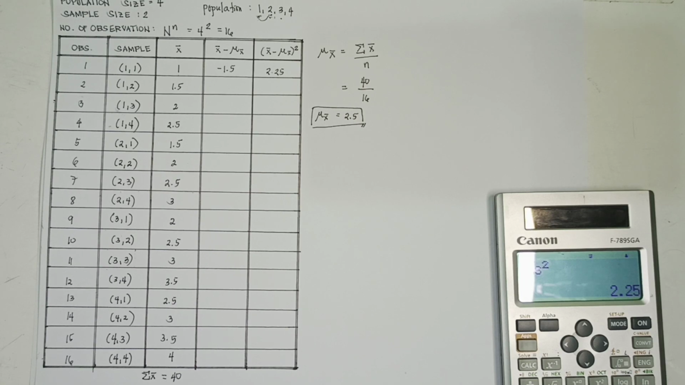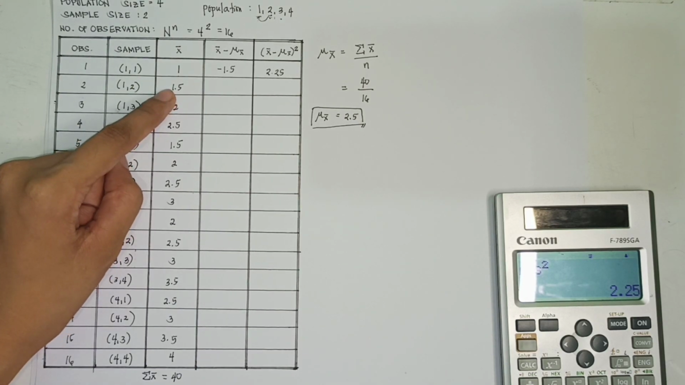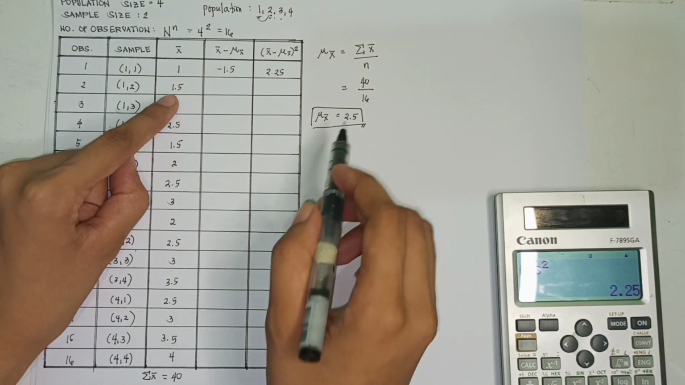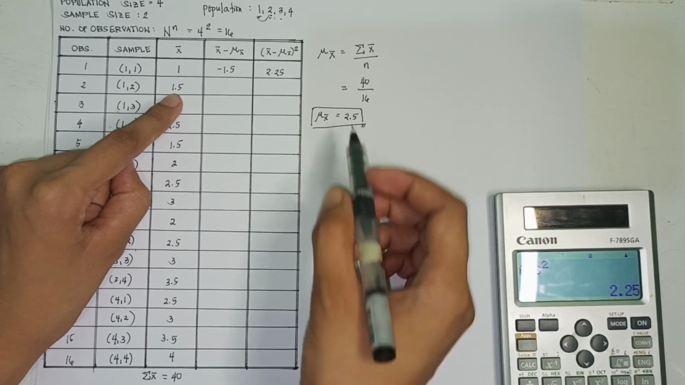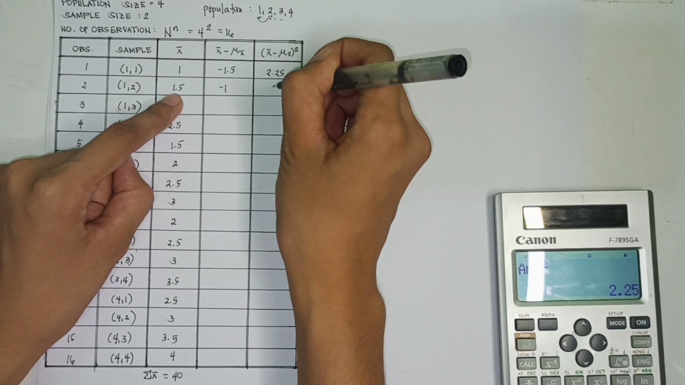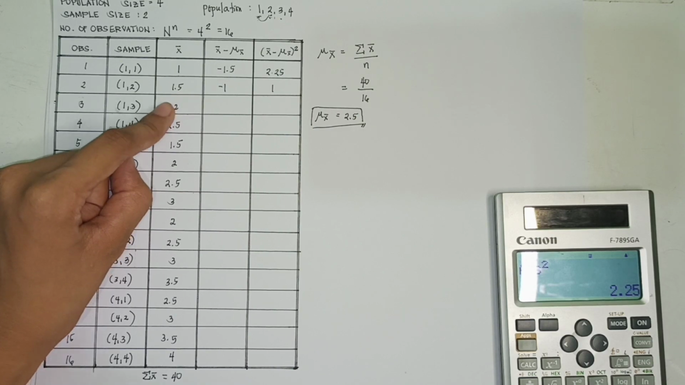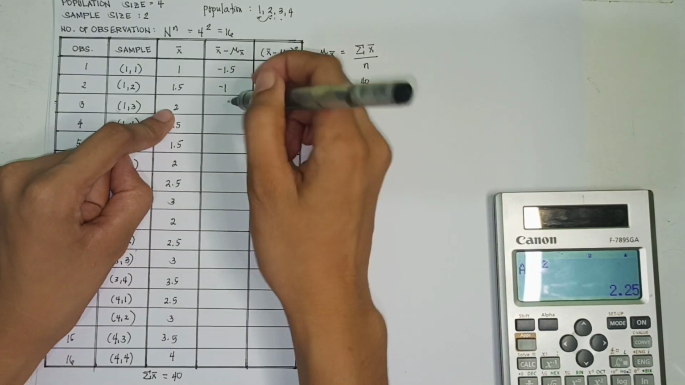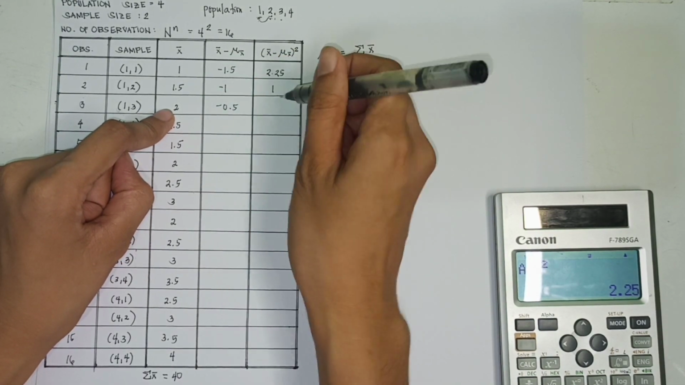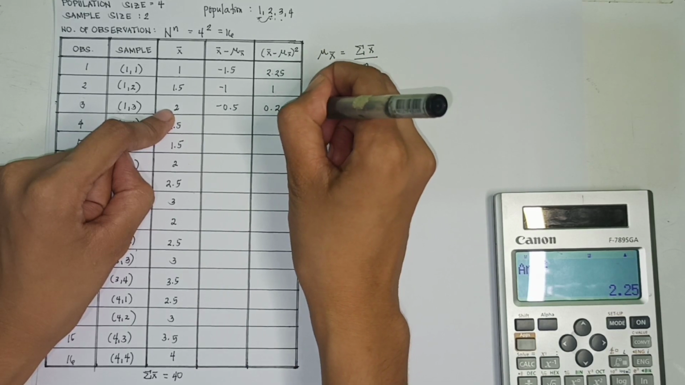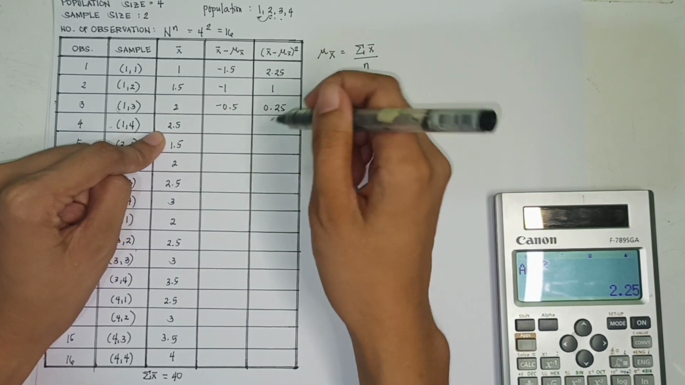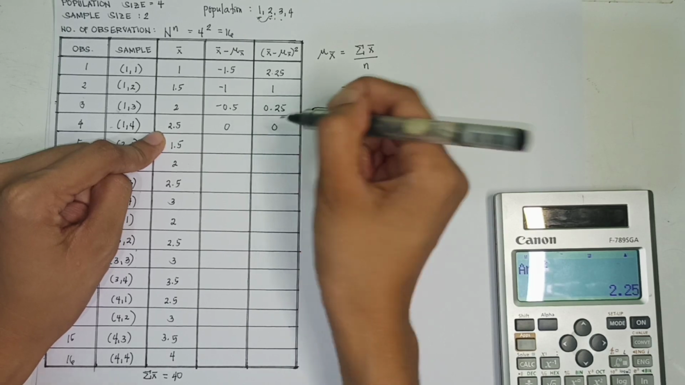Okay? Next. Next is 1.5 is the value of our x bar. Minus 2.5. 1.5 minus 2.5, that is negative 1. Then squared, that is equal to positive 1. 2 minus 2.5, that is negative 0.5. Then squared, that is equal to 0.25. 2.5 minus 2.5, that is 0. Squared, that is equal to 0.